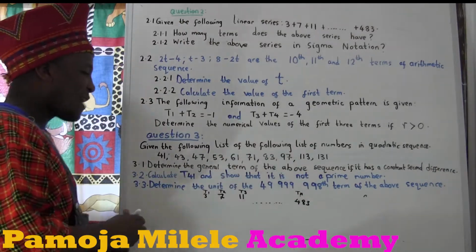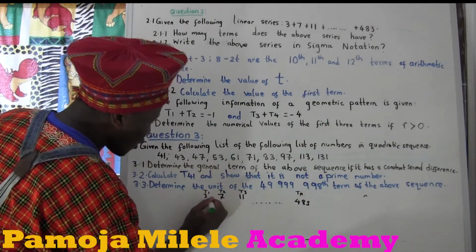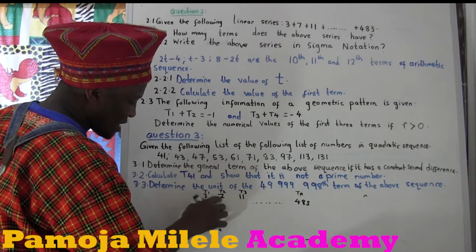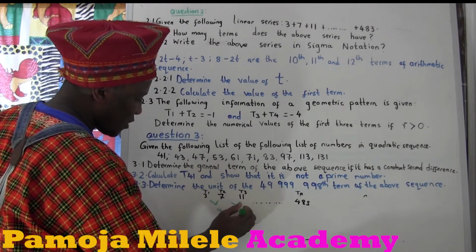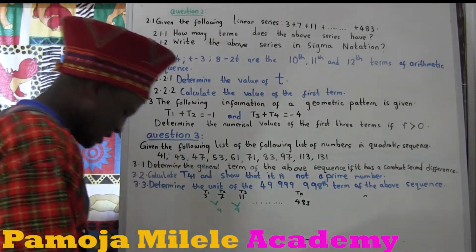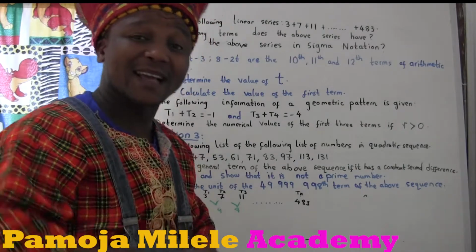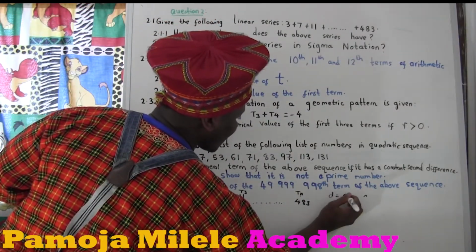First and foremost, I have to identify whether it's geometric or arithmetic. So let me test first. It looks like arithmetic. 7 minus 3 equals 4. 11 minus 7 equals 4. So it has a common difference. In that case, this is an arithmetic series or sequence, and my common difference equals 4.